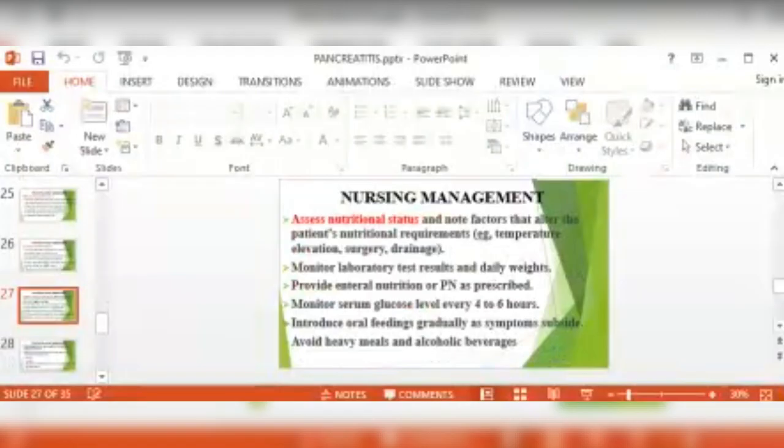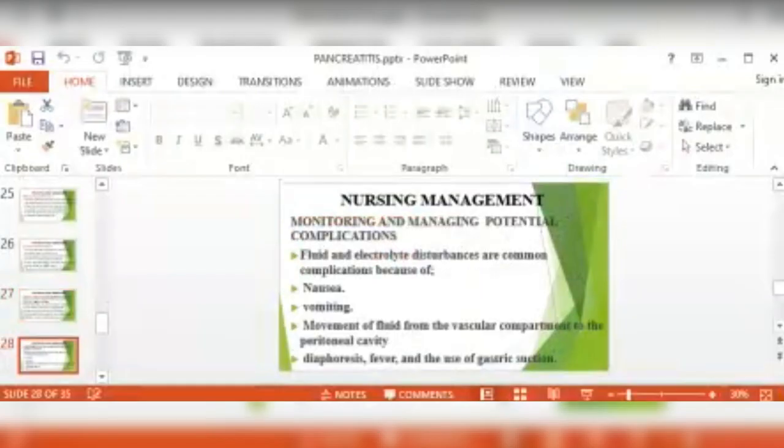Then you have to assess the nutritional status of the patient. If the patient can swallow, you encourage the patient to eat foods low in fat. If hyperglycemia is present, the patient should eat foods low in carbohydrates and sodium. Encourage the intake of protein foods also. You have to monitor serum glucose levels because once the patient has pancreatitis, he's at risk of getting hyperglycemia.